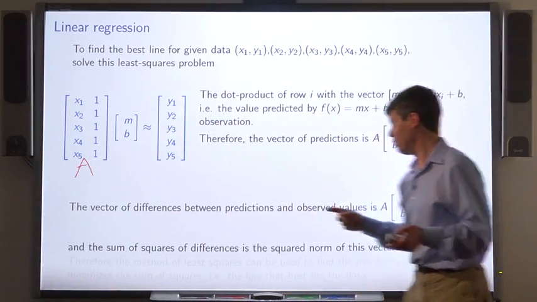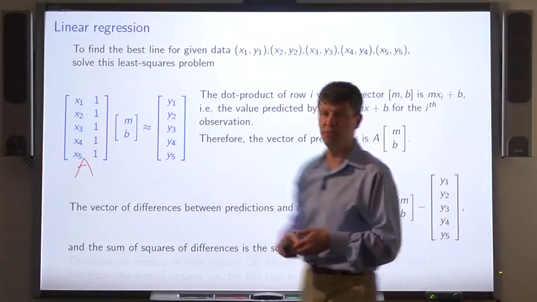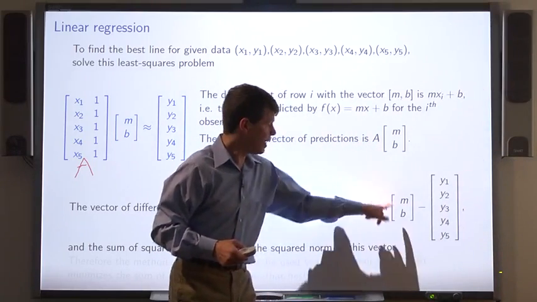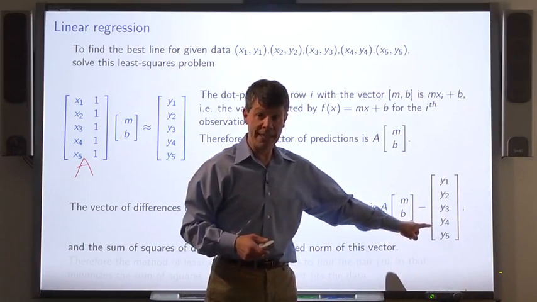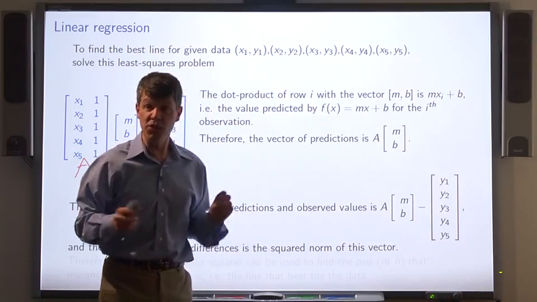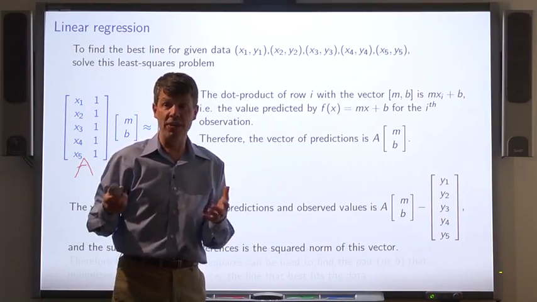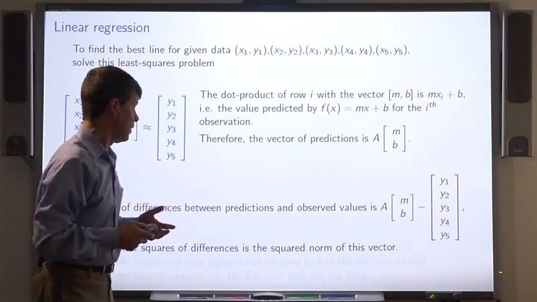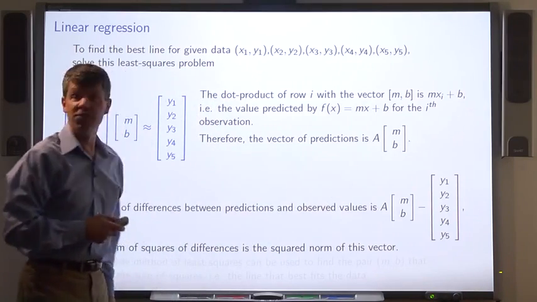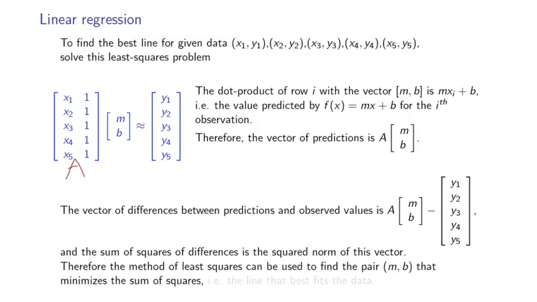The vector of differences between predictions and observed values, therefore, is A times (m, b) minus the observed values. And the sum of squares of differences, that is, the measure of the error of this line, is just the squared norm of this vector. So the method of least squares will find us the vector (m, b) such that m times x plus b is the best line, the line that best fits this data.